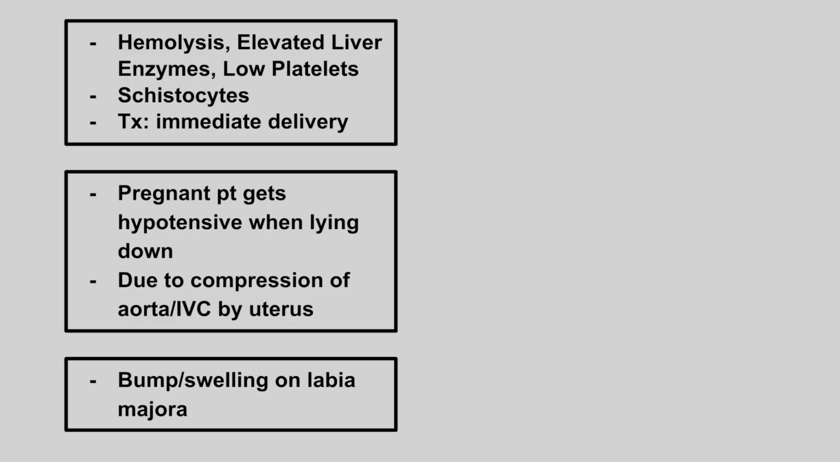Next, we have hemolysis, elevated liver enzymes, low platelet count. We see schistocytes on the blood smear, and we have to immediately deliver the baby. So this is HELLP syndrome.